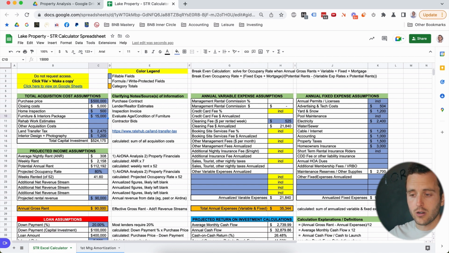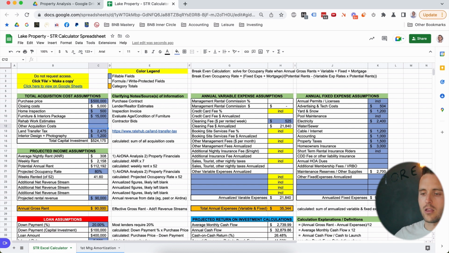$15,000 worth of interior. This place actually included a bunch of furniture. And so the main stuff is we're gonna be adding a hot tub and a sauna if we purchase this property, and then about $5,000 worth of additional furniture and decor. Rehab work, it's pretty turnkey. It's not really gonna need anything. There's not gonna be any other acquisition costs.